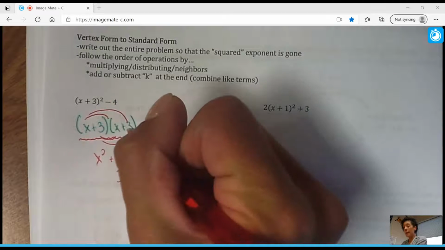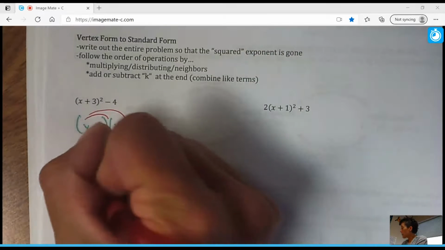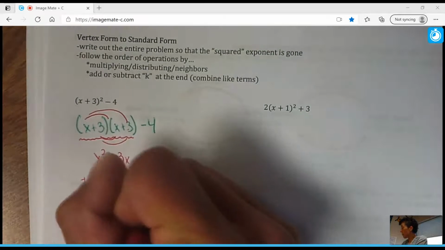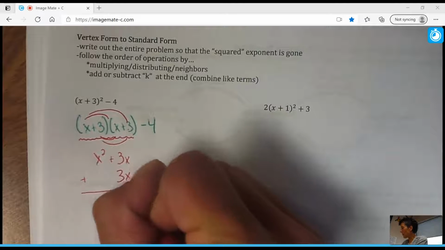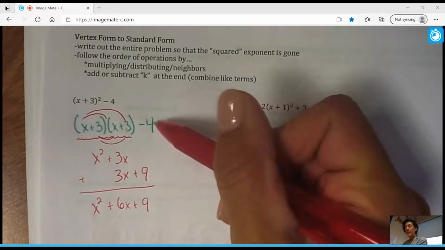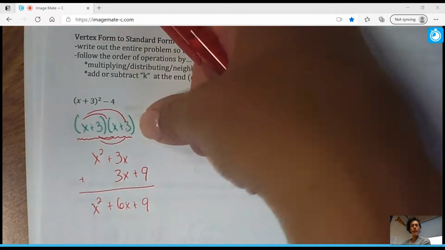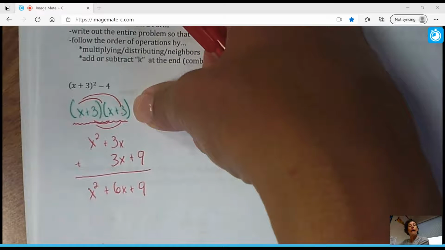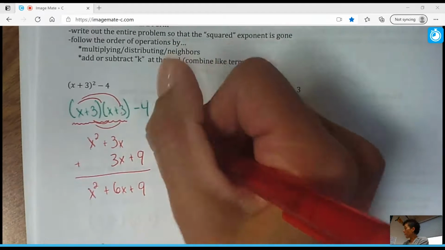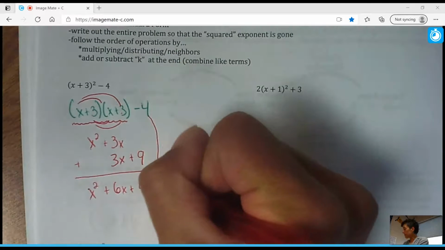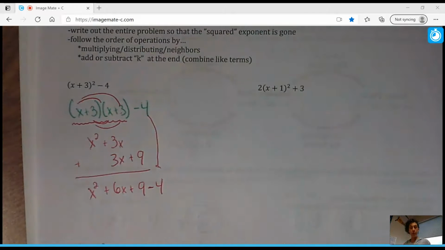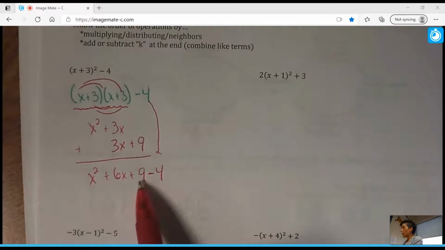When 3 meets 3, remember it's 3 times 3. So I'm just going to do what we did before, so this part is not new. And then this minus 4, which again, normally I would put that sticky note there. Now I'm going to bring the minus 4 back into the problem. And so now I'm going to finish up by combining my like terms, which these 2 are alike.